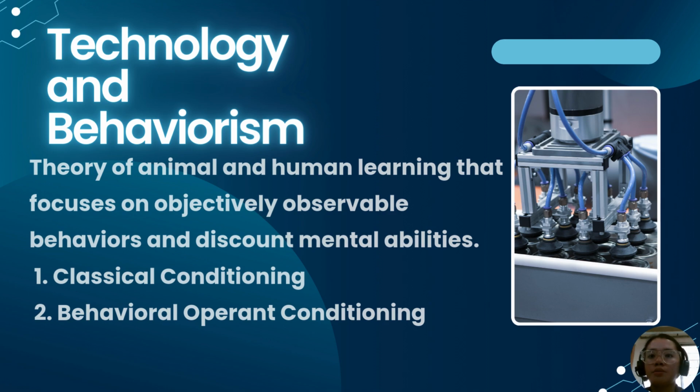There are two types of conditioning. The first one is classical conditioning and the second is operant conditioning. Behaviorism is built on two major processes. Classical conditioning is learning through association. Operant conditioning is learning through consequences. Both explain how people acquire new behaviors, how habits form, and how learners can be trained through repetition.